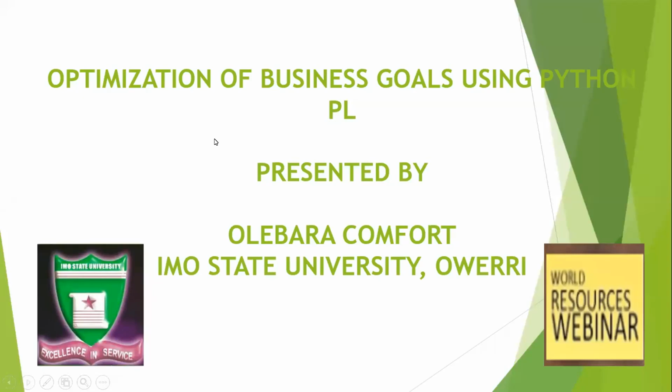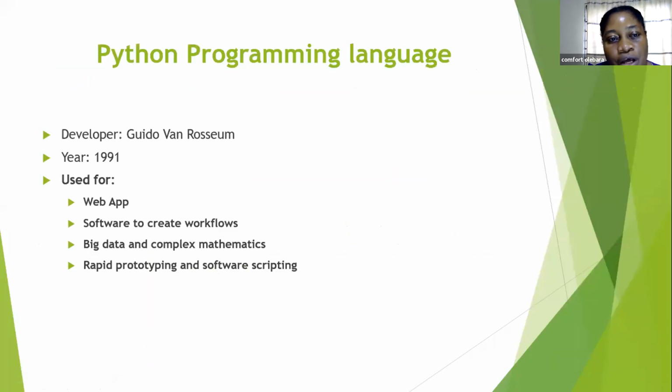Optimization of business goals has to do with implementing optimization processes, such as the ones we have in operations research, in such a way that the goal of an organization is actualized. The developer of Python, Guido van Rossum, developed this language in the year 1991. It is used for web applications in the server. It's also used to create workflows, combining it with software. It's very effective in big data and complex mathematics, also rapid prototyping and software scripting.